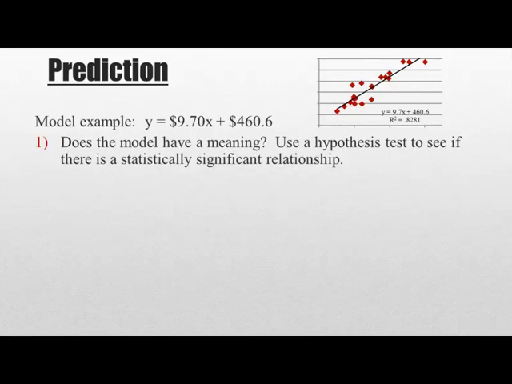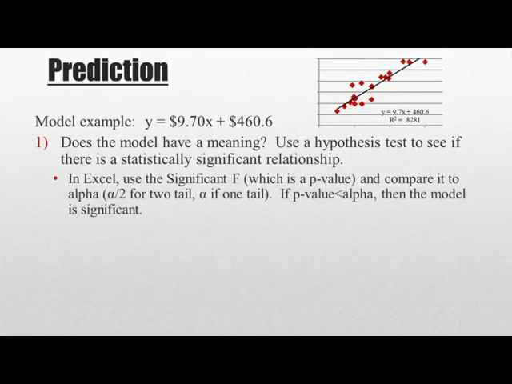We're going to use the simplest non-number crunching way and letting Excel crunch the numbers for us on this one. So in Excel, when you run the regression piece of it, there's a place where, and I'll show you a few slides from now, it says the significant F value, which is really a p-value. So you're going to compare that to your alpha. If p is less than alpha, then the model is significant.